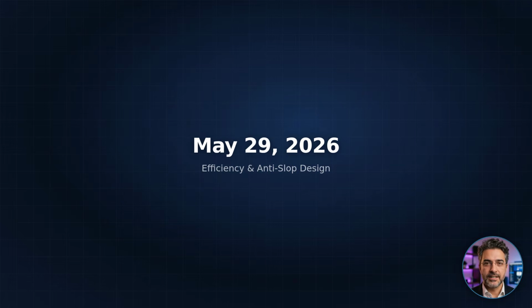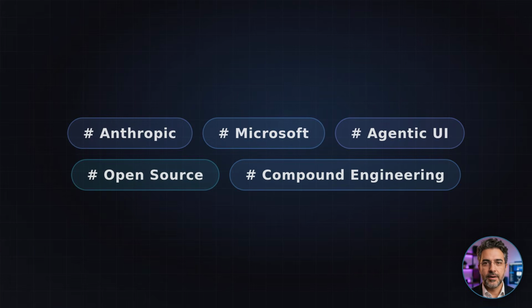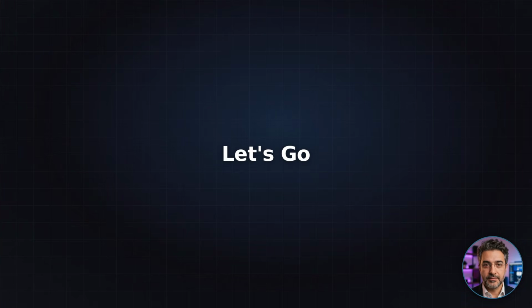We've got massive companies like Anthropic and Microsoft dropping bombshell tools alongside some really clever independent projects that fix AI design slop once and for all. If you've been looking for ways to make your AI agents smarter or just want to automate your boring tasks, you're in the right place. Let's jump right in.